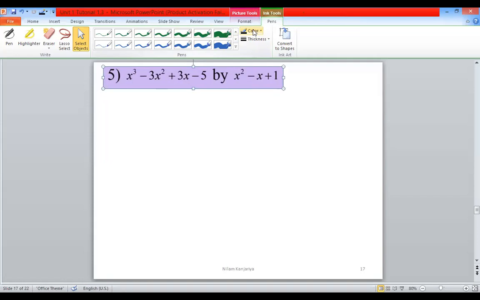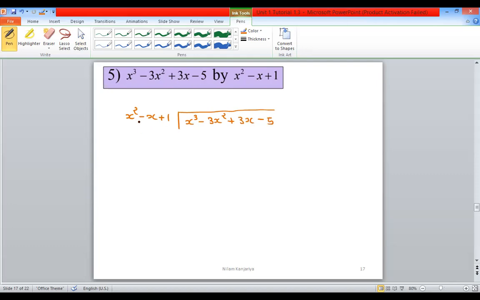So first of all, I can divide x squared minus x plus 1 by x cubed minus 3x squared plus 3x minus 5. Now look at the relation between these two terms.